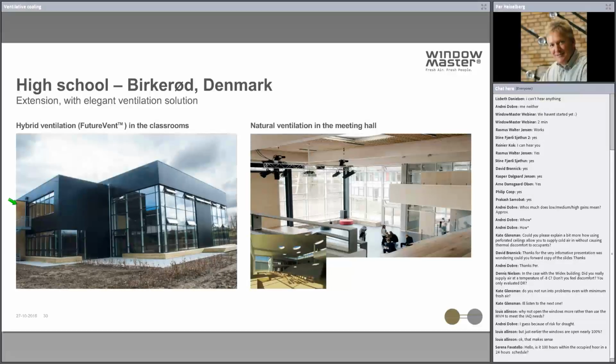Hello, is it the 100 hours within the occupied? Yeah, so it's the occupied hours. So it's not a 24-hour schedule. It's only where people are actually inside the building, so the occupied hours.